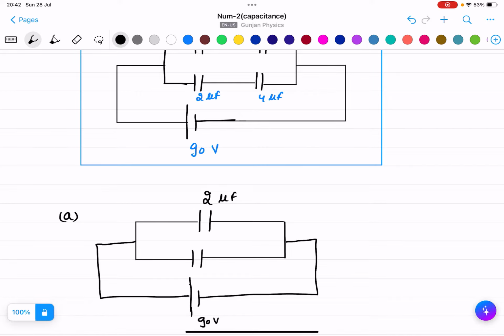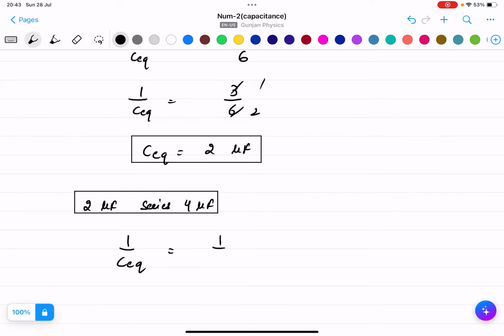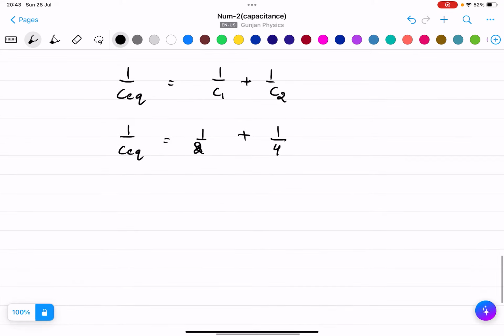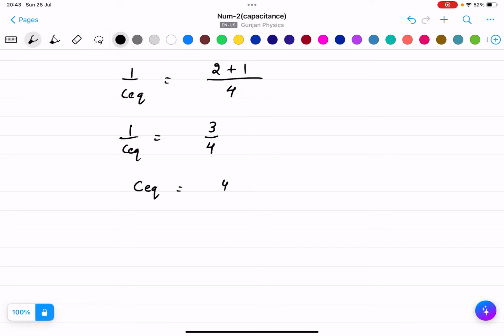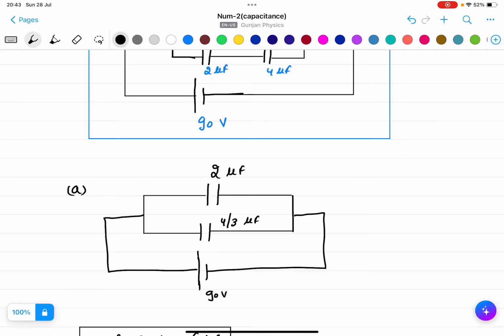Now 2 microfarad and 4 microfarad are in series. So 1 by C equivalent equals 1 by C1 plus 1 by C2, that means 1 by 2 plus 1 by 4. So 1 by C equivalent equals 2 plus 1 over 4, that is 3 by 4. So C equivalent equals 4 by 3 microfarad. This one is 4 by 3 microfarad.